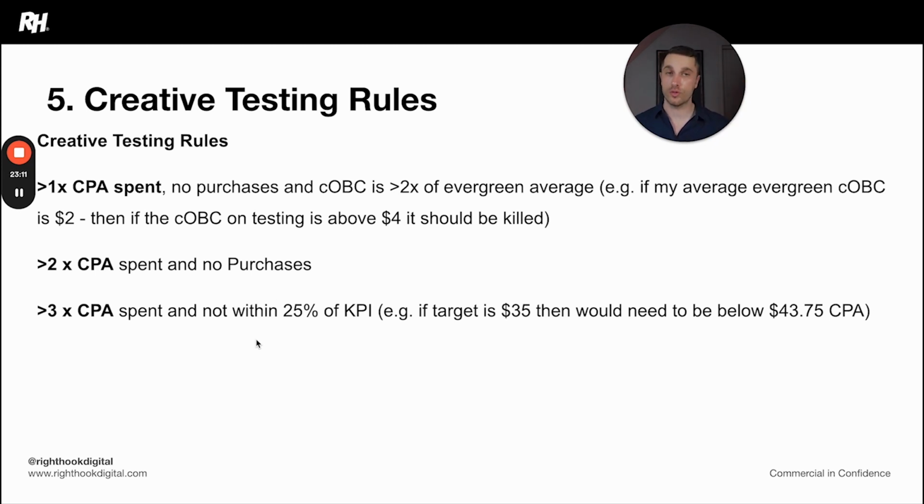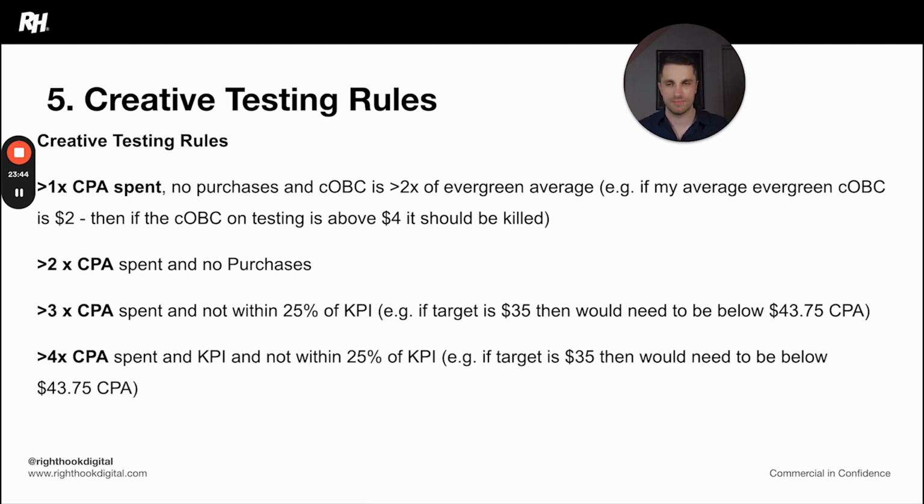If you spent 3 times your target CPA, so using that example, if you spent $90 and maybe you've had a purchase or 2 purchases, but it's not within 25% of your target, kill it. So these are our kill rules. In this example, if your target's $35, then you have to be getting purchases for around $43 to keep it on. Otherwise, you need to kill it. Because if it hasn't converted within your target at that point, we've actually done statistical correlation on this, and more than likely it's not going to happen.